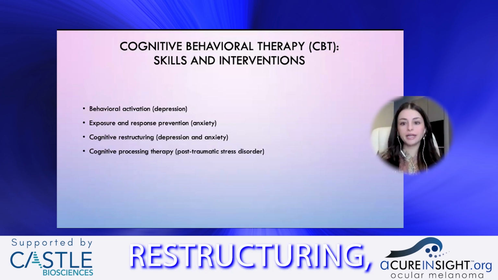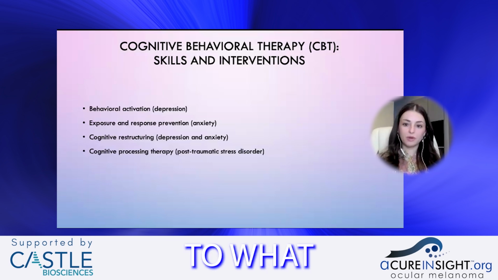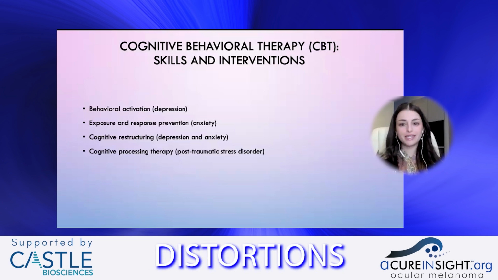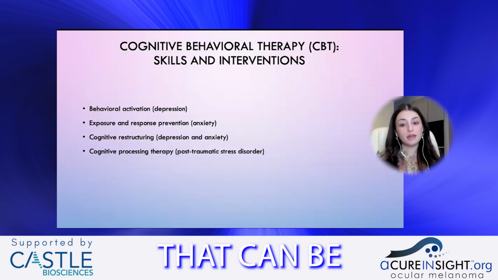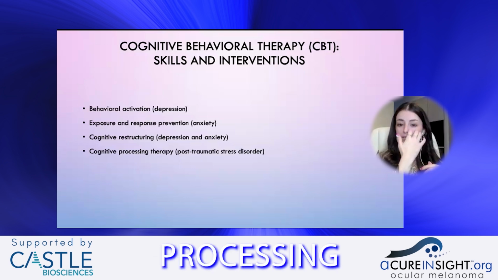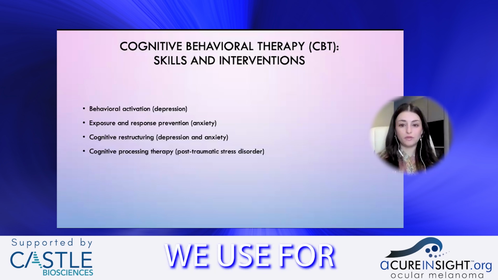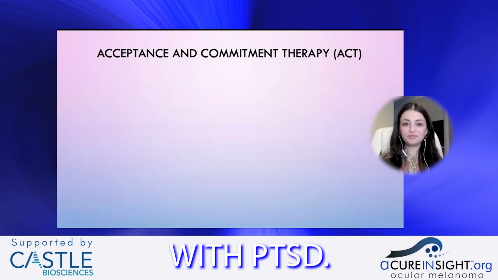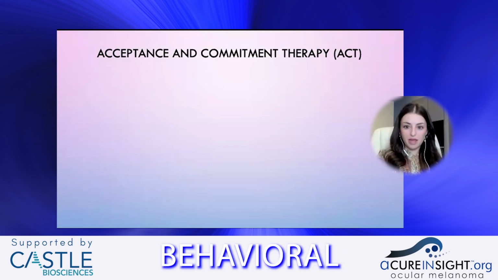Cognitive restructuring, that more so ties back to what I was talking about, those cognitive distortions and helping us reframe our thoughts. That can be really helpful for depression and anxiety. And we also have cognitive processing therapy, which is a type of therapy we use for people with PTSD. So that was cognitive behavioral therapy.